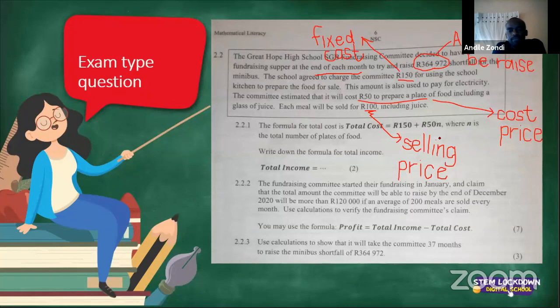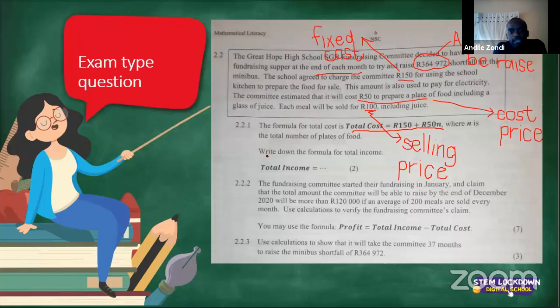Okay. Sometimes they'll ask you to write this formula out. How would you do that? The cost is the fixed cost plus the variable cost. The variable cost consists of the cost price times n. N is obviously the total number of plates of food. So this is how easily you make the formula.